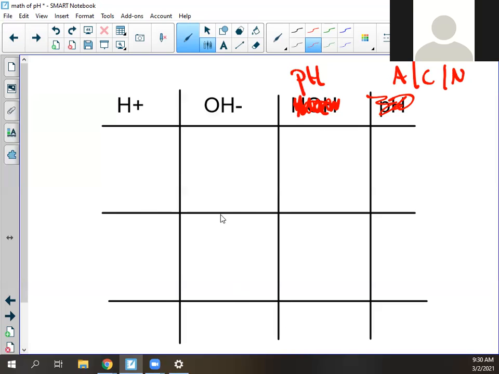I'll give you one of these and you should be able to figure out the other. So if this is 1 times 10 to the negative 4, go forth. If this is a 6, go. If this is a 1 times 10 to the negative 2, see if you can fill out that chart. If you can fill out this chart, you can get an A on the exam.